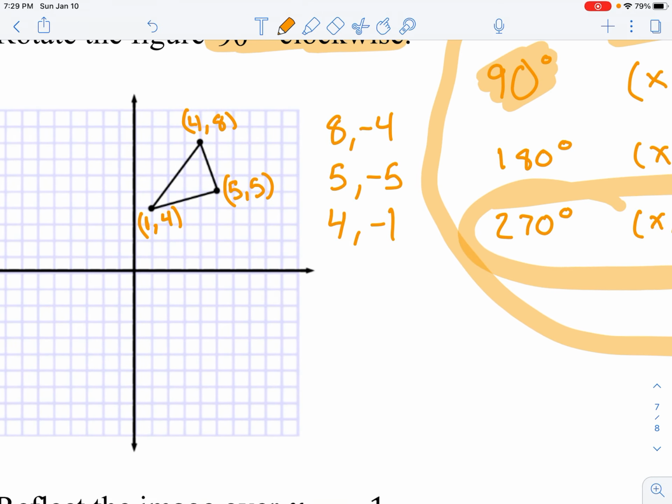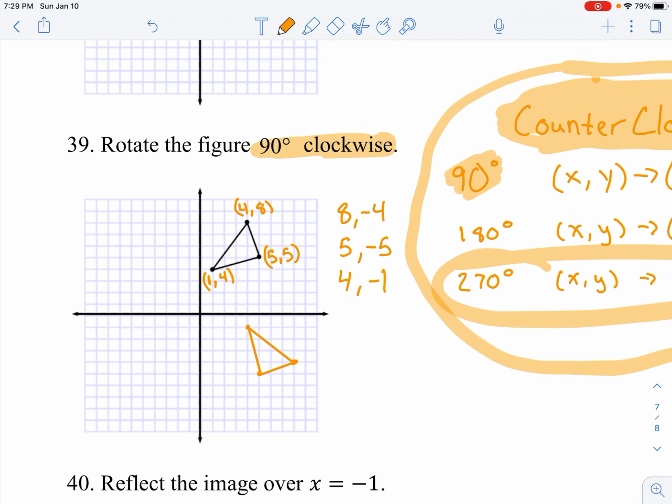So 8, -4: 1, 2, 3, 4, 5, 6, 7, 8, 1, 2, 3, 4 is right there. 1, 2, 3, 4, 5, 1, 2, 3, 4, 5 is right there. And then 4, -1: 1, 2, 3, 4, -1 is right there. And I can connect these points and have a rotation of 270 degrees counterclockwise or 90 degrees clockwise, however you want to look at it.